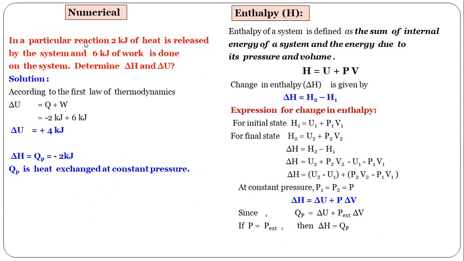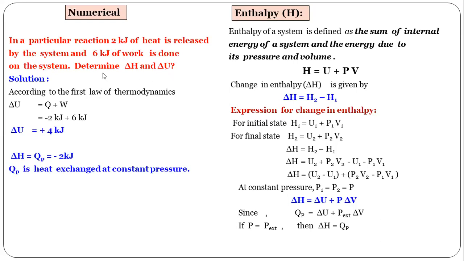In a particular reaction, 2 kilojoule of heat is released. Always remember, when you are going to solve the numericals, read the numerical very carefully. In a particular reaction, 2 kilojoule of heat is released. Means here internal energy will be decreased. Always we have to remember, heat is released by the system, means it will not be added. And 6 kilojoule of work is done on the system. Determine delta H and delta U.